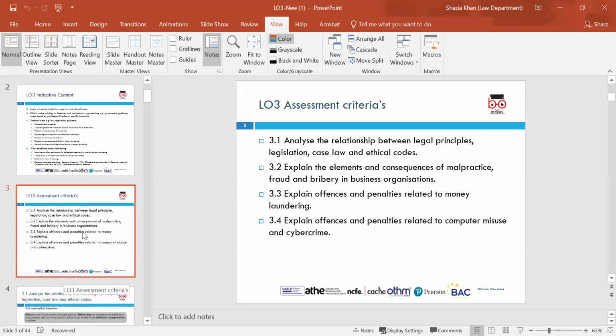So, Learning Outcome 3 assessment criteria. Firstly, 3.1, to analyse the relationship between legal principles, legislation, case law, and ethical codes. And this is one part of your assignment, which you will be expected to do as well. 3.2, to explain the elements and consequences of malpractice, fraud, and bribery in business organisations. 3.3, to explain offences and penalties relating to money laundering. And 3.4, to explain offences and penalties relating to computer misuse and cybercrime. We'll be looking at that in more detail so you have an idea of what each element means, so that you're able to answer your assessment criteria questions.